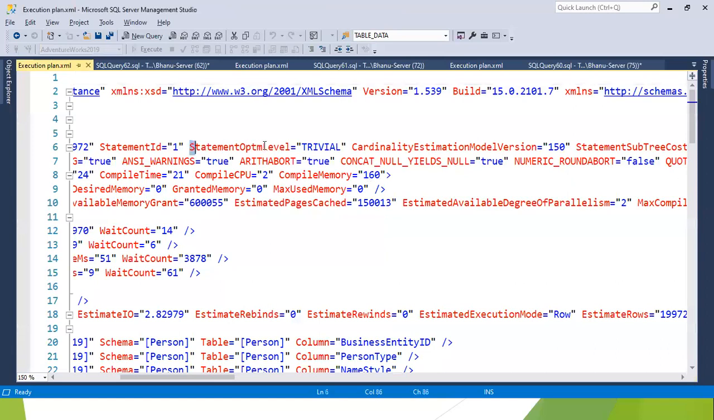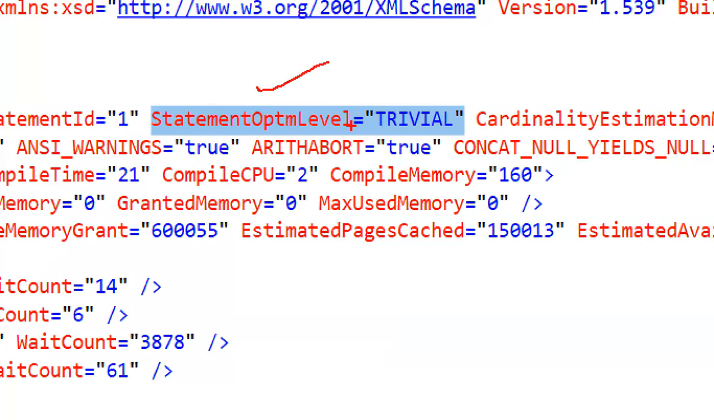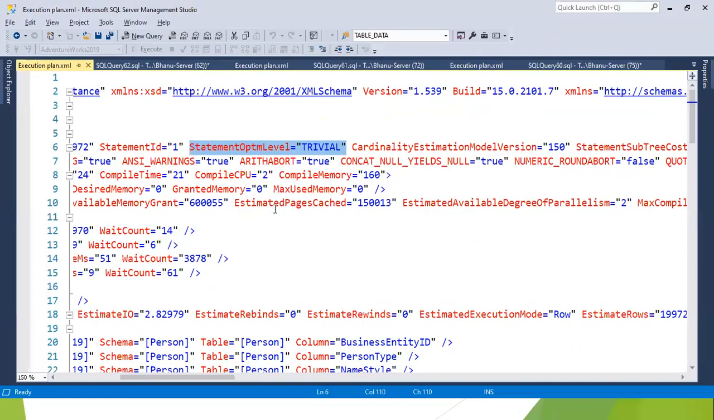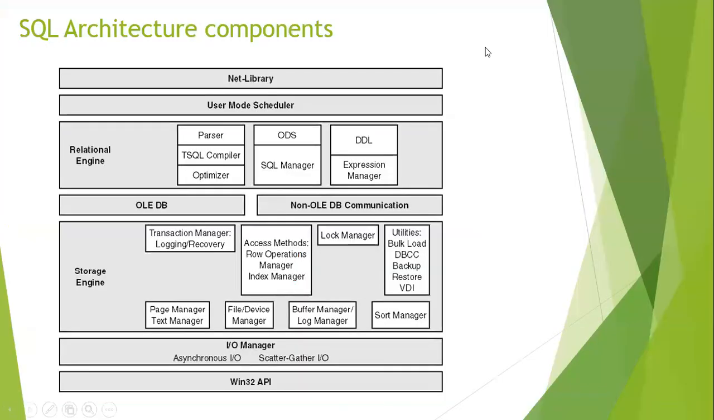Right. So you see here, the statement optimization level is trivial. The same way, if the optimization is full, it means the optimizer actually performs something, and then you will see here, in place of trivial, that it is full. So this is a fully optimized plan. Can you please elaborate the difference between trivial and full?